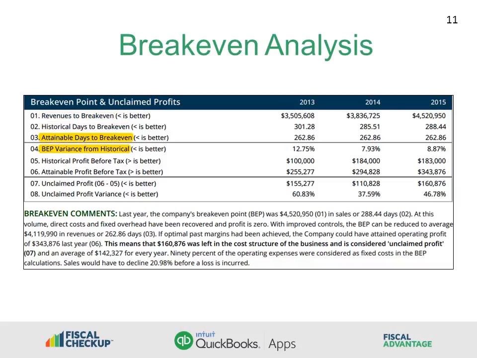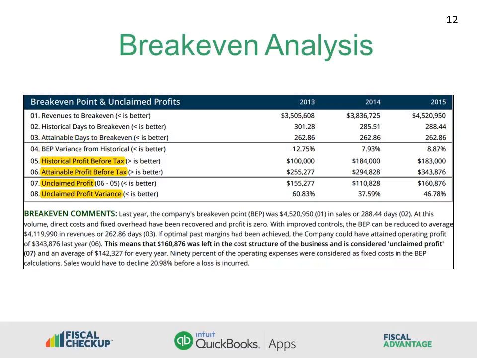To calculate the attainable values, Fiscal Checkup looks to see the lowest cost of goods sold margin where applicable and the lowest operating expense margin that has been achieved over the past 3 years. The software then calculates the variances if those margins had been attained.